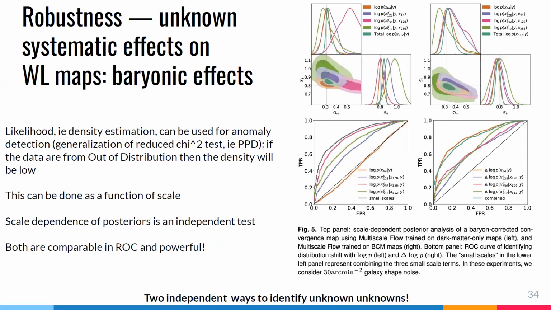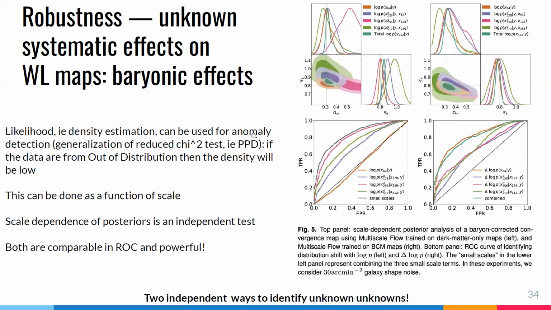But what is perhaps more interesting is this allows you also to learn for unknown unknowns. And so as an example here, we have thrown in baryonic effects into these weak lensing maps, even though the weak lensing maps have not trained on baryonic effects. And we ask, can we detect baryonic effects? And there are 2 ways to detect them. We tried two different ways.